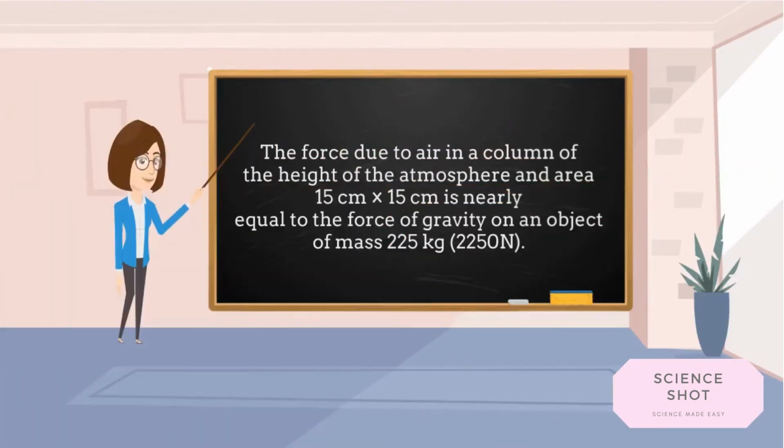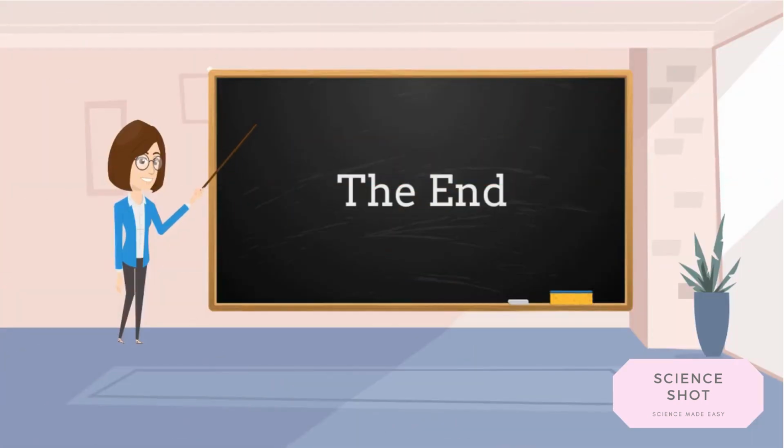The force due to air in a column of the height of the atmosphere and area 15 centimeters times 15 centimeters is nearly equal to the force of gravity on an object of mass 225 kilograms. The reason we are not crushed under this force is that the pressure inside our bodies is also equal to the atmospheric pressure and balances the pressure from outside.